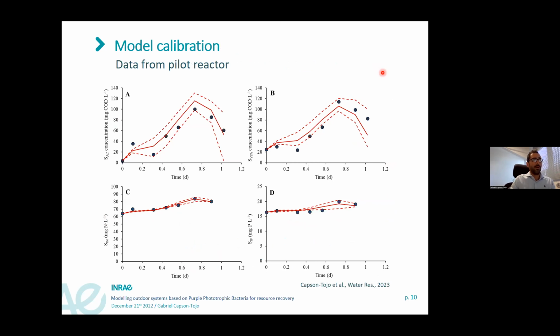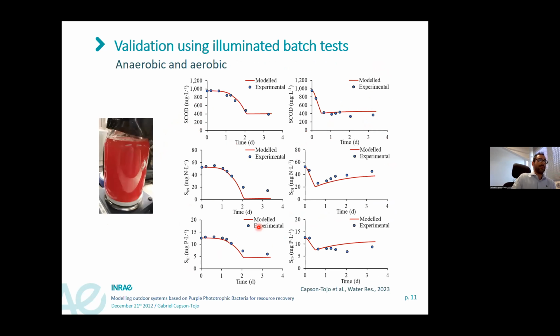So that's the calibration that we did for phototrophic conditions. So anaerobic, illuminated, and presence of organic matter. And what you see here is that obviously after calibration, the concentrations of BFAs were predicted relatively nicely, and the same thing for ammonia and phosphorus.